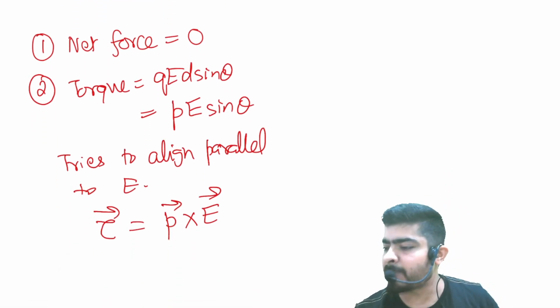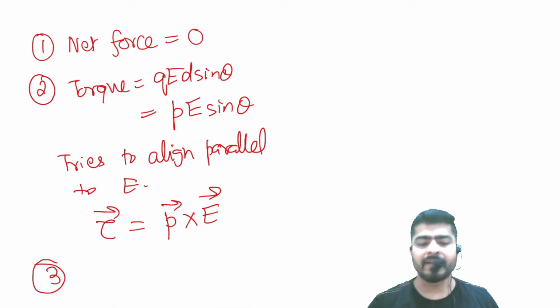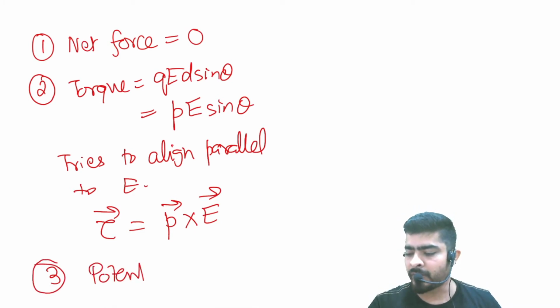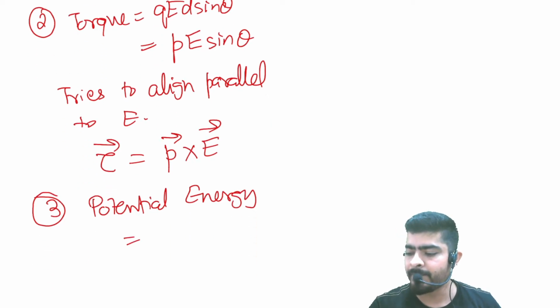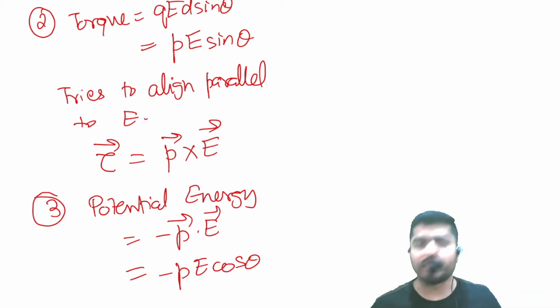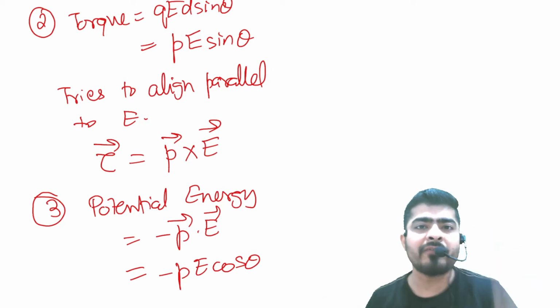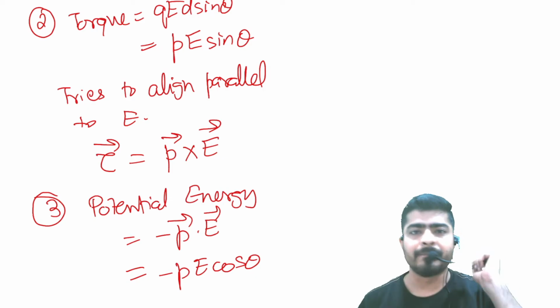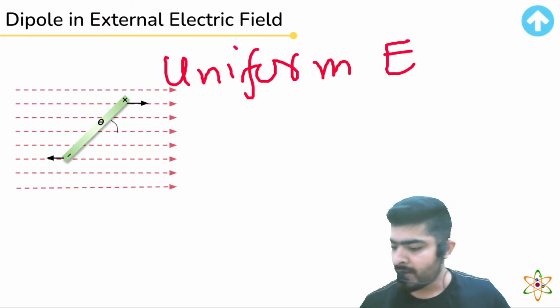Then the next part we have is the potential energy of the dipole. So potential energy of a dipole in a uniform electric field is given by minus P dot E, which is equal to minus PE cos theta. Now the derivation for this formula is slightly lengthy, so I'm not going into that. You can just remember this formula, right? It's very easy. So these are the formulas that you have to use when the dipole is placed in a uniform electric field.